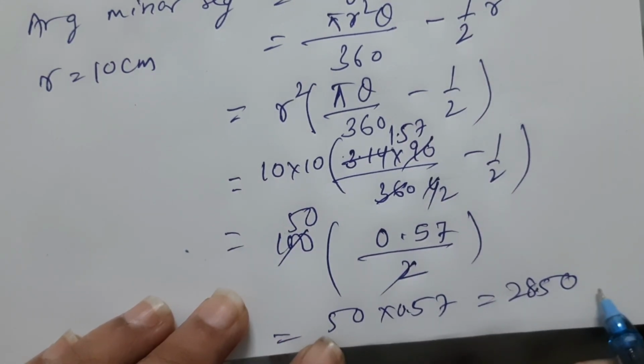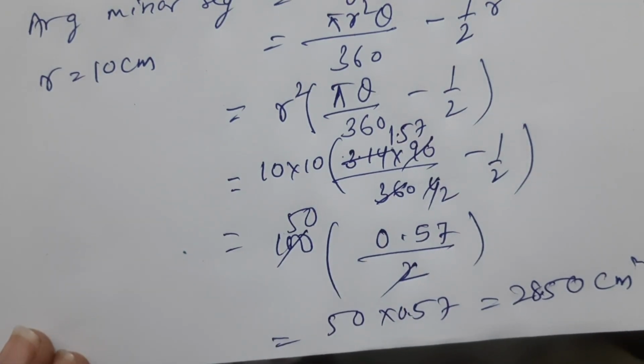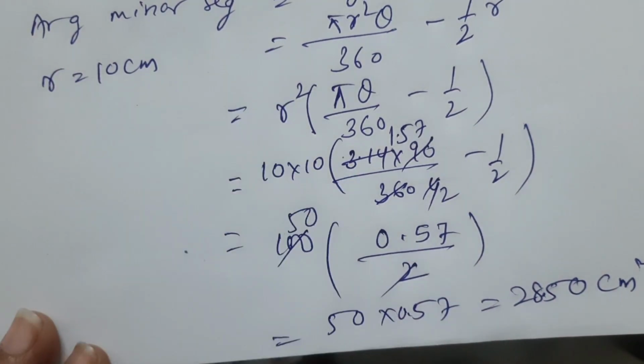So it's 28.50 centimeter square. See how simply we can solve the question. Now they asked to find out area of major segment. Okay, we got area of minor segment, we need to find major segment.